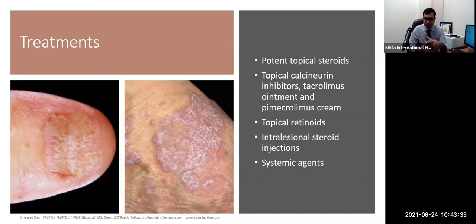So you just think outside the box, look at the whole skin rather than just the patch they are showing you. Now, the difference is here we have to use potent steroids, not less potent. And we have calcineurin inhibitors, topical retinoids, intralesional steroids, and systemic agents.